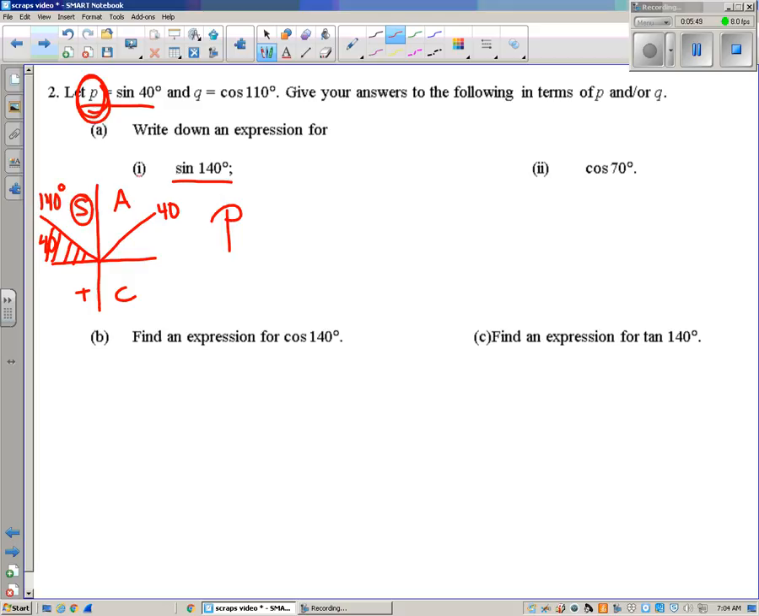Cosine of 70 is a little bit different. The cosine of 70 is in quadrant 1, but let's unpack what they gave us with cosine here. So they started off by telling us that the cosine of 110, quadrant 2, is Q. If you think about it, this has a reference angle of 70. They want us to find the value in terms of P and Q for the cosine of 70, which lives in quadrant 1.